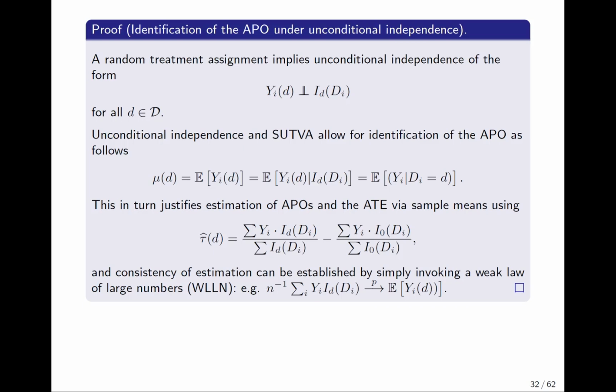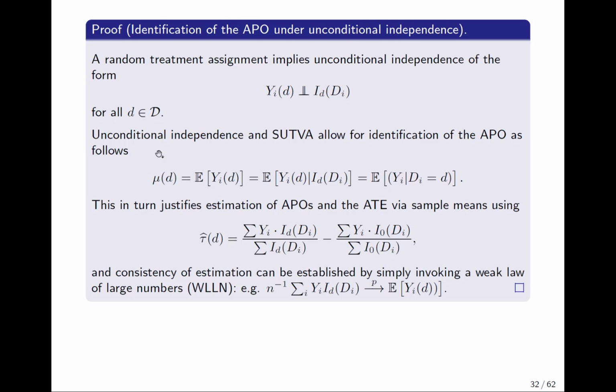And this is shown in this simple proof here. So this is just saying that random treatment assignment implies unconditional independence, which is this condition here. It takes this form. This allows us to identify average treatment effects as follows. So this is just the definition of unconditional independence here, and we're assuming that this holds.